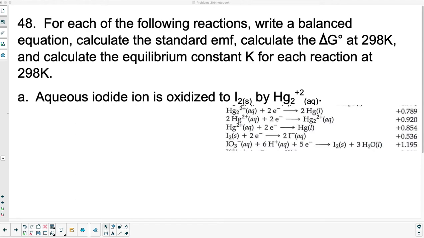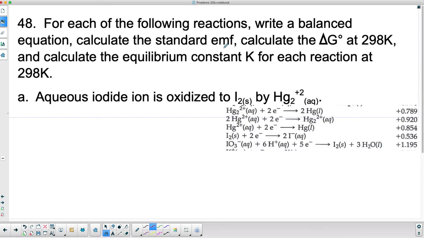And then after that, the first part, the standard EMF is E cell. Don't let that confuse you. Those two mean the same thing, E cell. Calculate the delta G at 298 and calculate the equilibrium constant K for each reaction. So there's a whole bunch of things. We're balancing and calculating the E cell, so that's the first two. Then calculate delta G, that's the third one. And equilibrium constant is the fourth one.